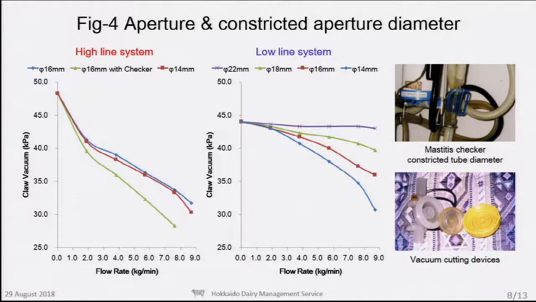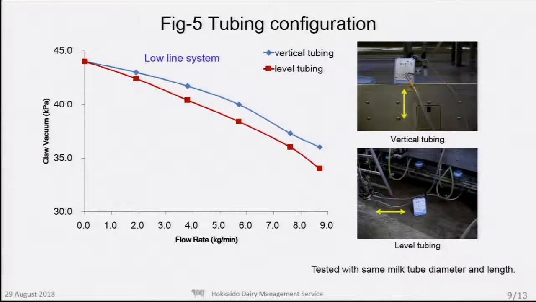Upper side picture shows a mastitis checker. Lower side picture shows all types of vacuum cutting devices with narrow point. This slide shows the factor of milk tubing on the low line system. Level tubing is lower than vertical tubing. Upper side picture on vertical tubing shows that milk flows from up to down. Lower side picture on level tubing shows that milk flows from left side to right side.